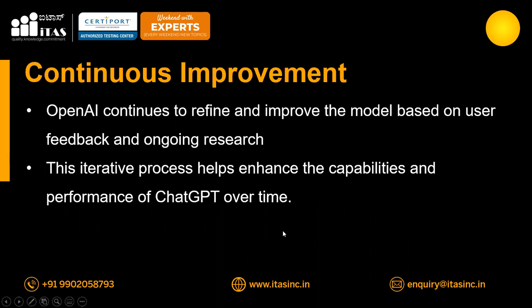Continuous improvement. This is to improve the ChatGPT versions and features. OpenAI continues to refine and improve the model based on user feedback and ongoing research. They keep checking how to improve the product, so ChatGPT is getting more and more improved. Now we have ChatGPT 4, which is giving us more correct answers.